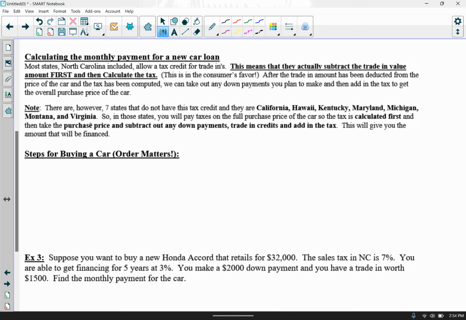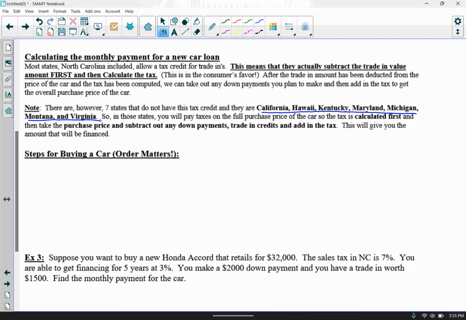Let's come down here below, and this little bit of note. Most states do that tax credit, but there are 7 states that do not. Just in case you happen to move and question it later, if you live in California, Hawaii, Kentucky, Maryland, Michigan, Montana, or Virginia, and I should say, whether you live there or buy a car in those states, they do not do a tax credit for a trade-in. Meaning you're going to pay tax on the full purchase price of the car, as opposed to being able to take out the trade-in and then pay tax.